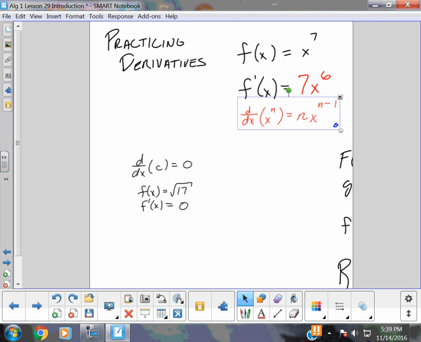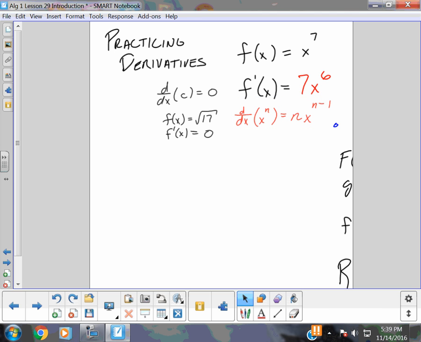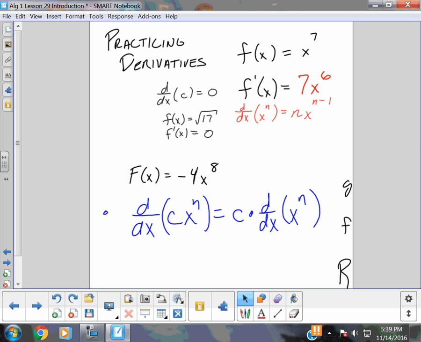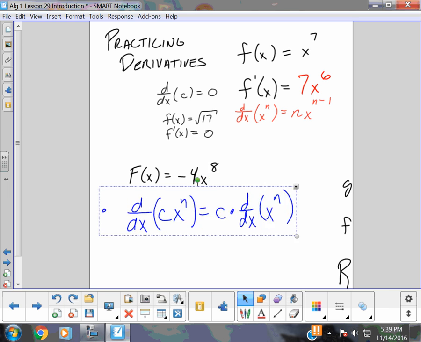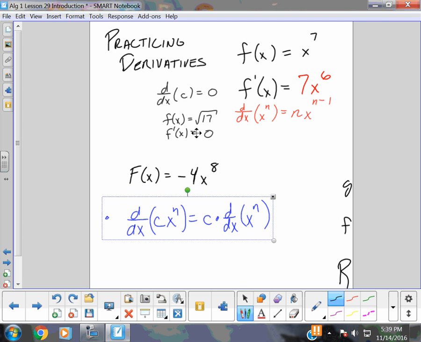Let's try it on something else. I pull out the next function. F of x equals negative 4x to the 8th. Uh-oh, that doesn't look like the red rule. It's not a constant because it has x to the 8th. But we also know from our limit laws that when we have a constant buried inside with the derivative, we can simply move it out. So really that allows us to just ignore the negative 4 initially and just take the derivative of x to the 8th, which, using this rule here, is simply 8x to the 7th.